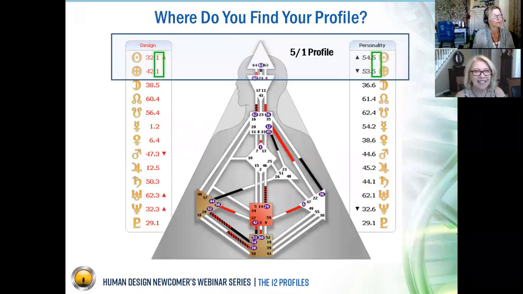Okay, Lynette. So on your human design chart, where do you find your profile? This is my chart. I'm also a 5-1 profile. And you find your profile in the lines of your personality sun and earth, and your design sun and earth. So in my example, I have gate 54, line 5 in my personality sun, and gate 53, line 5 in my personality earth. That makes me a 5. And then design, gate 32, line 1, design sun, and design earth, gate 42, line 1, which makes me a 5-1 profile. There she is.